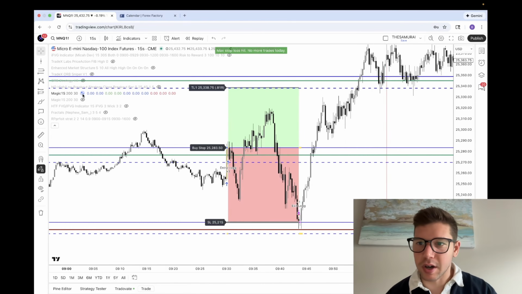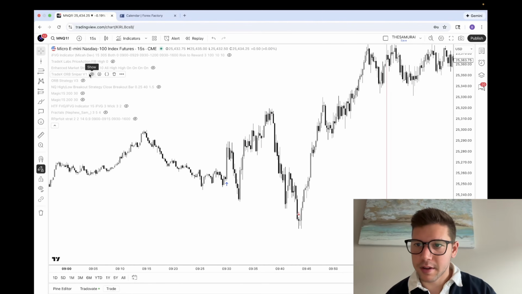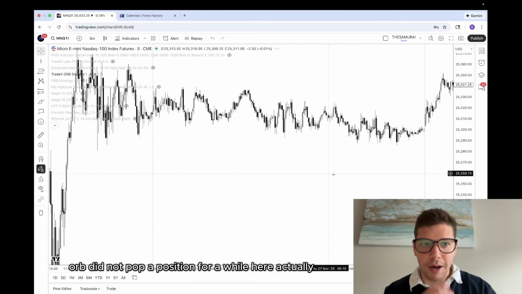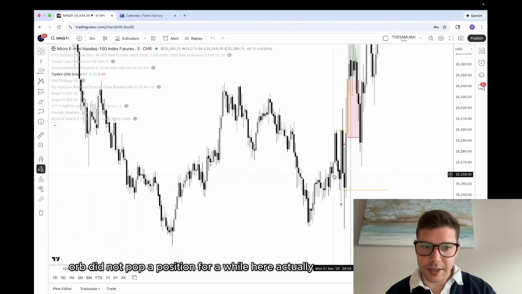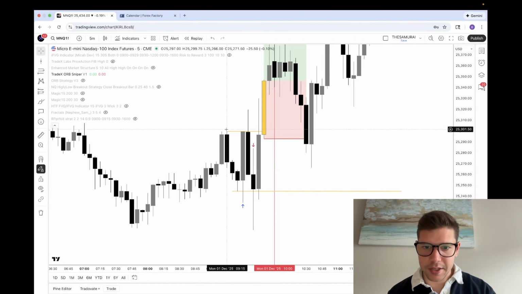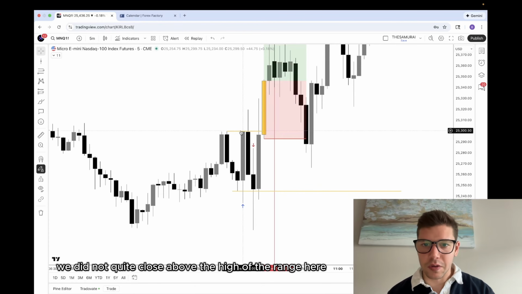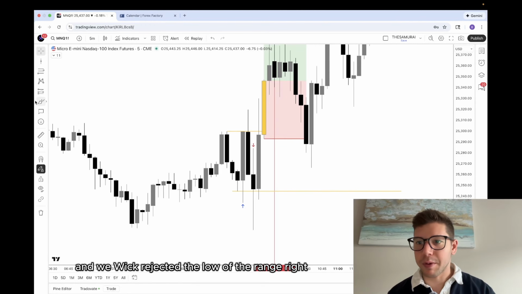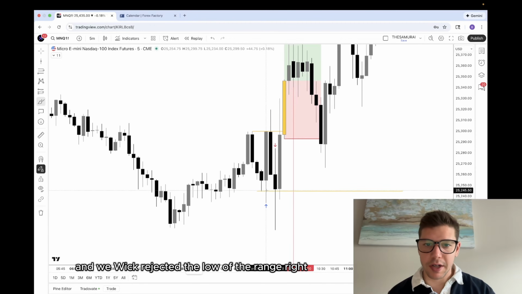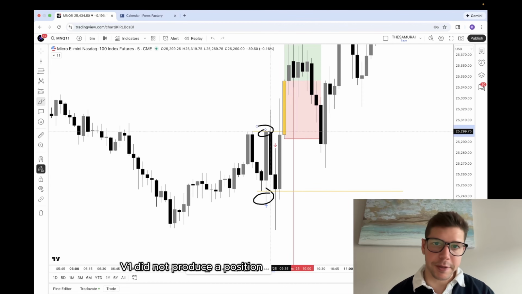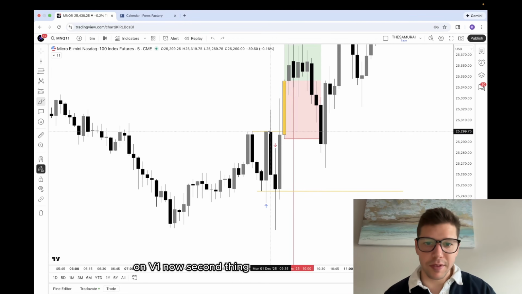Anyways, let's go ahead and talk about ORB now. Let me pop up ORB. As you can see, ORB did not pop a position for a while here. Why? Here is the first V1 range that it produced. At the 9:30 open, we did not quite close above the high of the range, and we wick rejected the low of the range. So already within the first 5 minutes of the open, V1 did not produce a position. I already know we don't have anything from a high probability perspective here on V1.